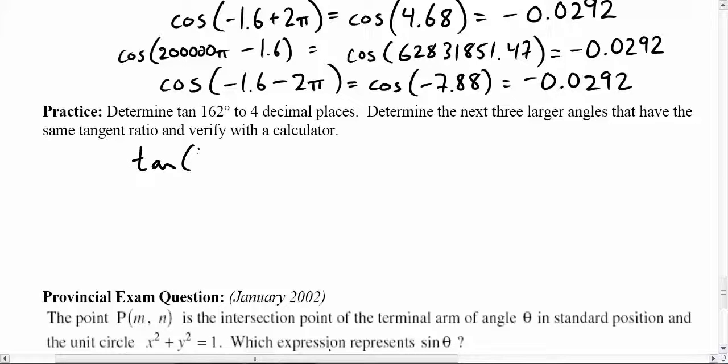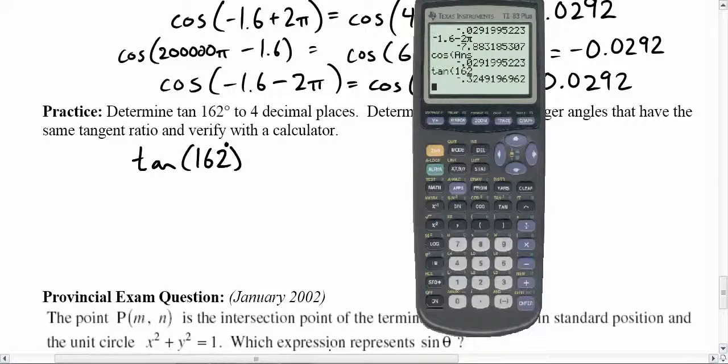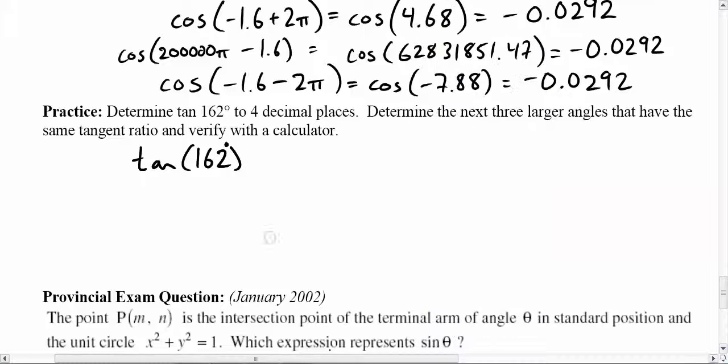Okay, so when you see the degree sign, that means you need to change your calculator into degree mode and then determine the tangent. You get negative 0.3249.